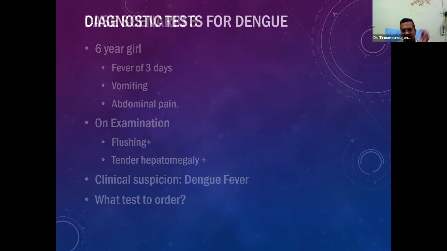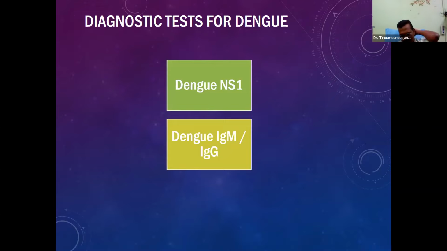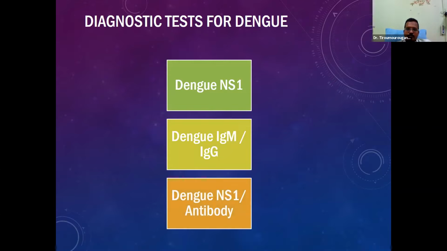So should we go ahead and order some tests? What tests should we do for diagnosis? Should we do just an NS1? Should I do a dengue IgG and IgM? Or should I do both?